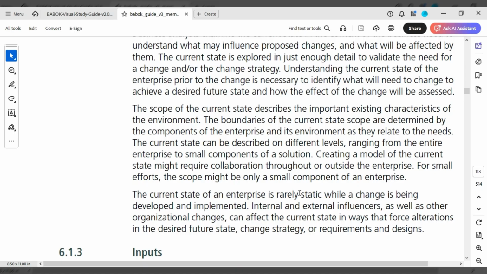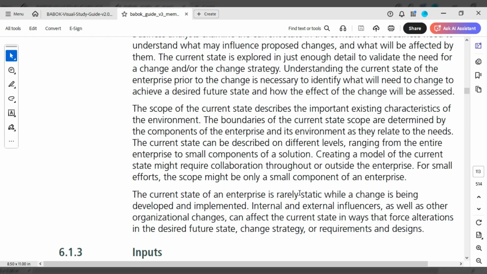The current state can be described on different levels, ranging from the entire enterprise to small components of a solution. Remember, we said at the beginning of this that when it comes to projects, it could be enterprise-wide, it could be team-wise, it could be branch-wise. Every enterprise is strategic whenever they want to bring in change, so it could be aligned with the strategic plan of the enterprise.